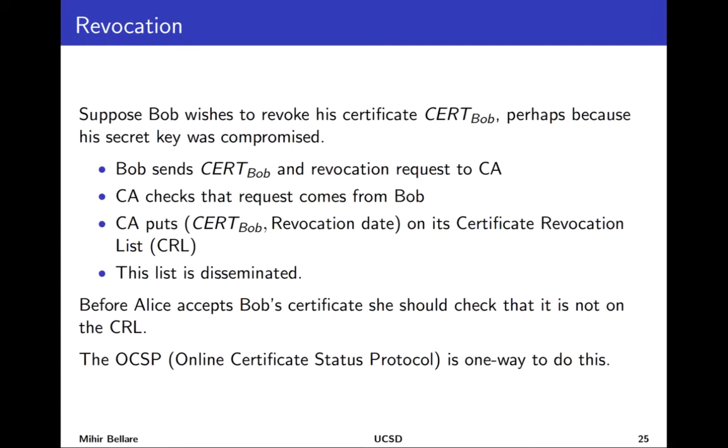There's something called an online certificate status protocol, whereby Alice doesn't look at the list, but instead goes straight to the CA with an online connection to see if this certificate is valid. This is a fair amount of work, though, to have an interaction to check every certificate.